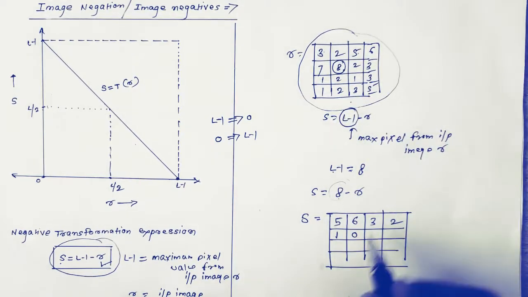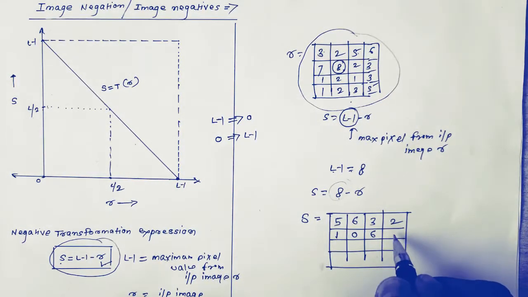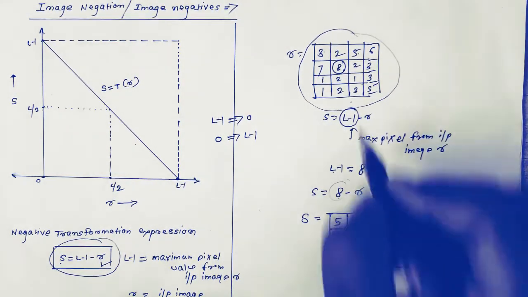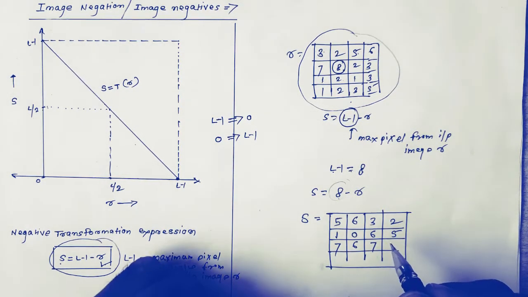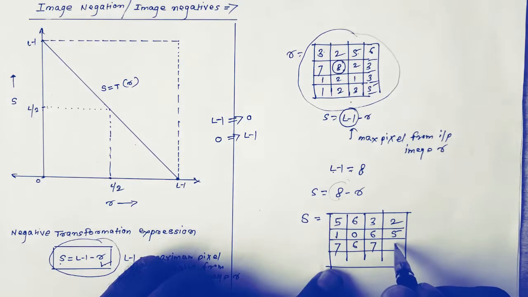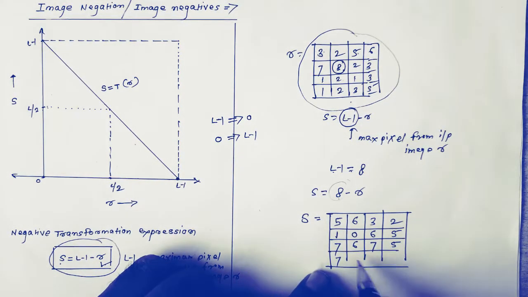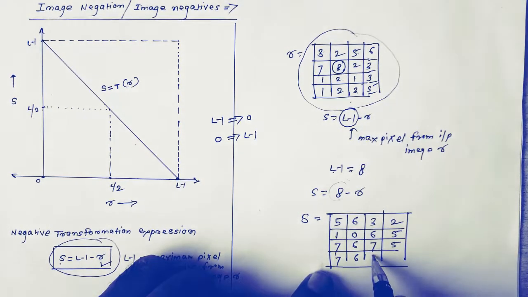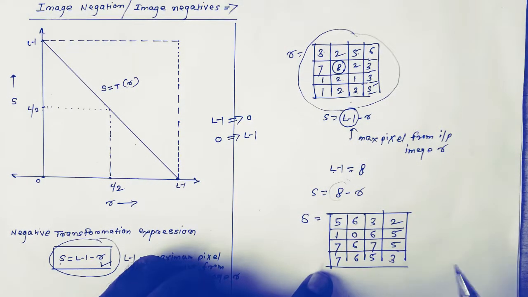8 minus 2 is equal to 6. 8 minus 3 is equal to 5. 8 minus 1 is equal to 7. 8 minus 2 is equal to 6. 8 minus 1 is equal to 7. 8 minus 3 is equal to 5. 8 minus 1 is equal to 7. 8 minus 2 is equal to 6. 8 minus 3 is equal to 5. And 8 minus 5 is equal to 3.